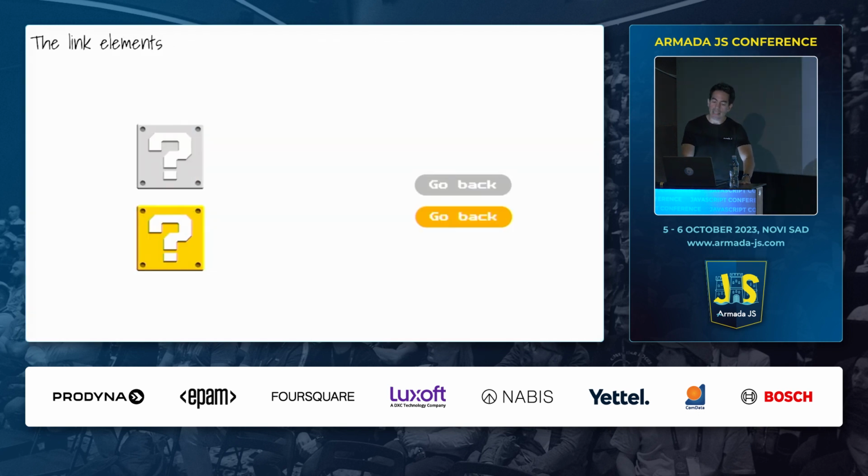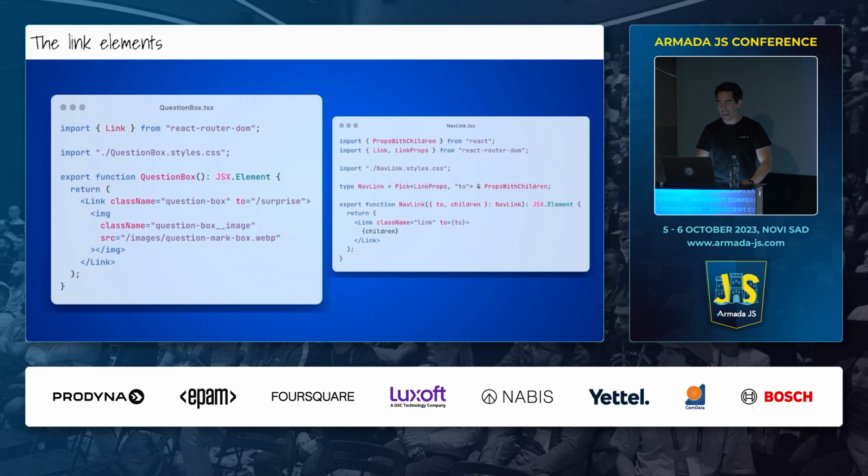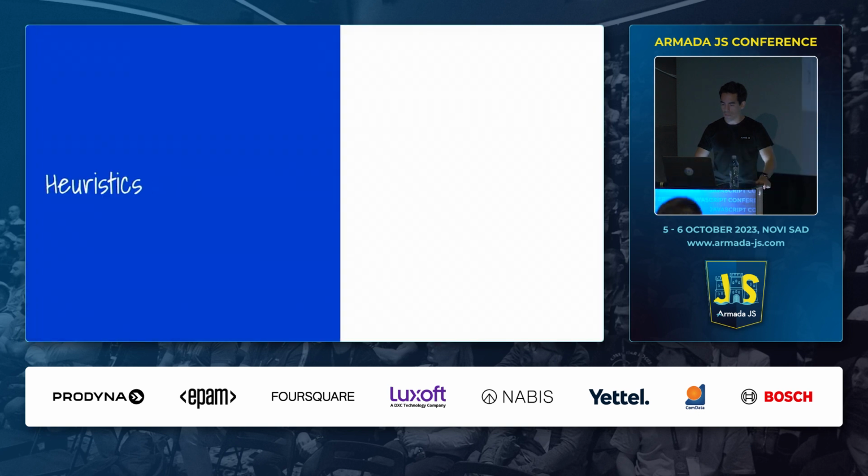Finally, we go to the link elements. That, again, is another React component that both pages are using, with the Link component coming from the React Router library. In the first case, we only wrap the question box, and in the other one, we wrap the children. It's usually just text. So this is just the demo site. We haven't gone to the library.